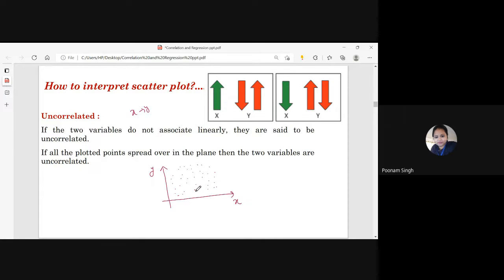Something like this type of scatter of points is there, or for example, some non-linear relationship is showing. If your points are like this, not along a straight line, forming any type of curve or cone, something like that, meaning a linear relationship is not there, or they are scattered in your xy plane, then we say that the variables x and y are uncorrelated.